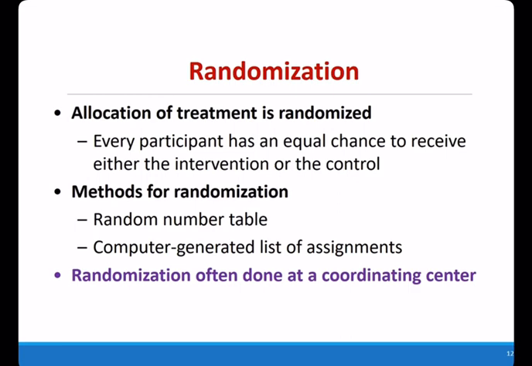The real strength of randomization is that, on average, it will also balance other unknown or unmeasured factors across the groups. There are several methods for randomization. First, we can use a random number table, which has been used all the time. But currently, we usually use the computer to generate a list of assignments randomly for the controls and for the intervention group. This randomization is often done at the coordinating center for the randomized clinical trial.